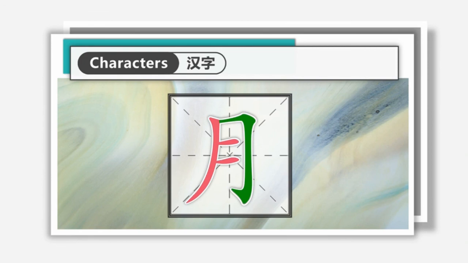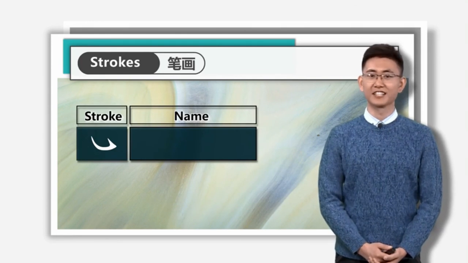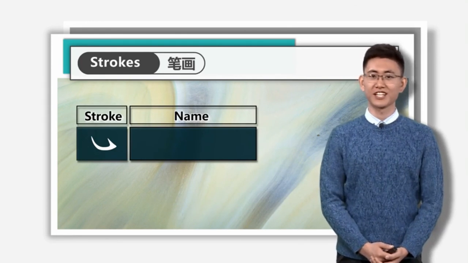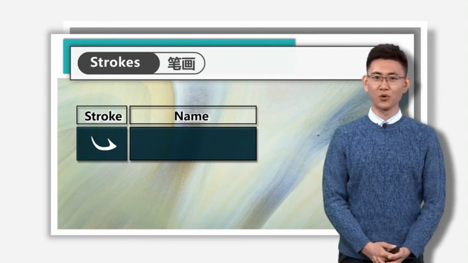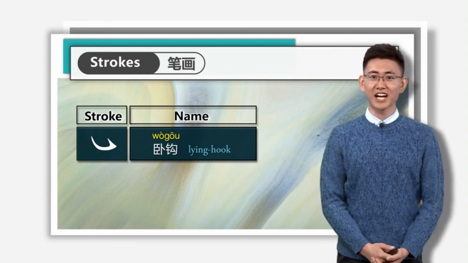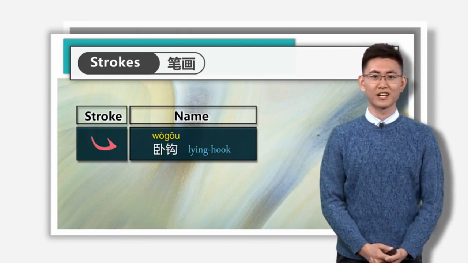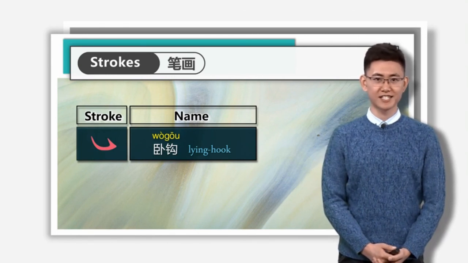横折钩 is the second stroke of the Chinese character 月. The next new stroke is the line hook. In Chinese, it is called 握钩. Let's write a beautiful line hook. 握钩. And the typical Chinese character containing the stroke is 心.